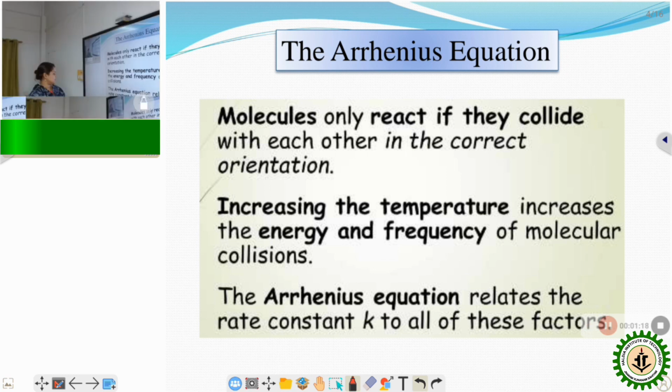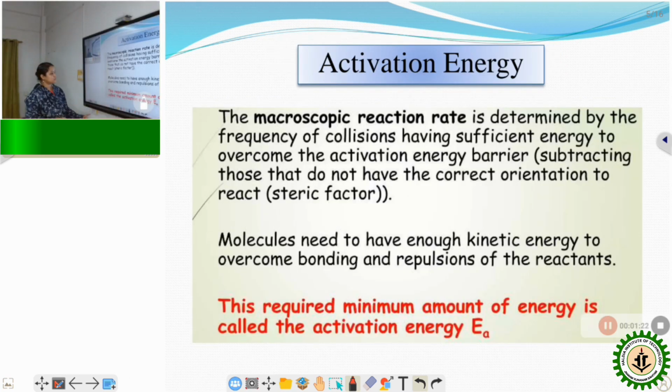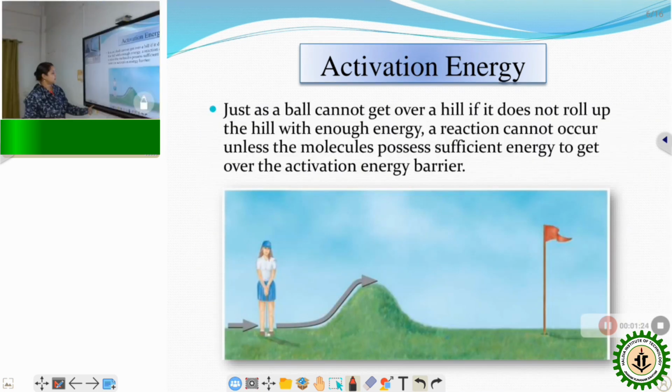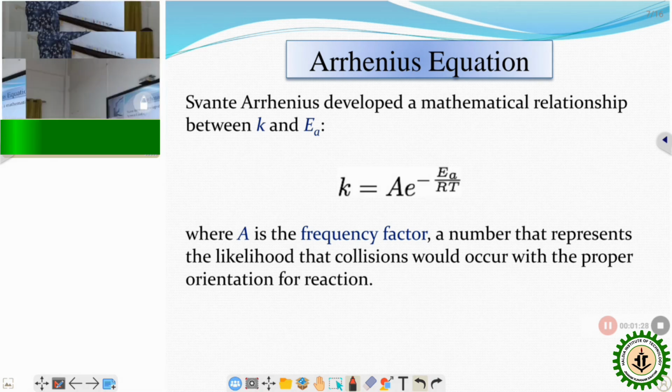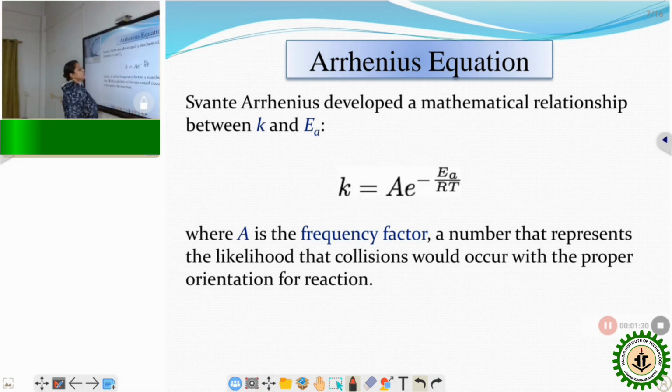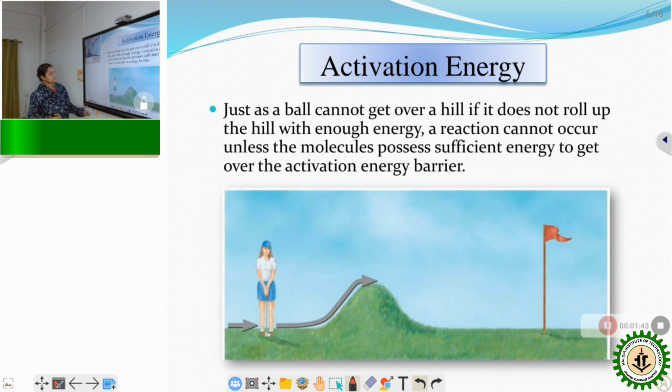So Arrhenius, around 1889, proposed an equation which is called the Arrhenius equation, and the equation is of the format k equals A into e to the power minus Ea by RT. Through this equation, Arrhenius wanted to propose the relationship between the rate constant k and temperature. Rate constant k and temperature. The concept is like that.